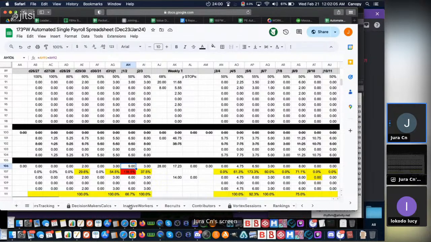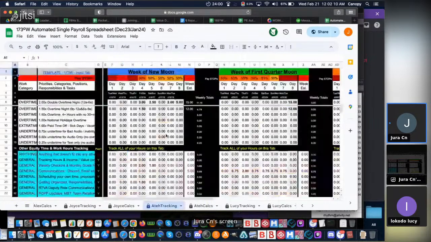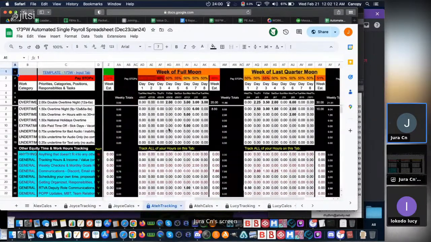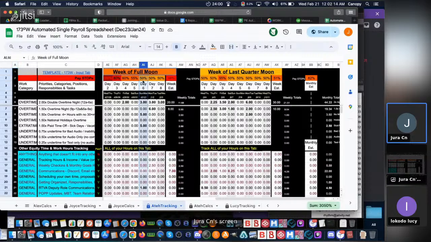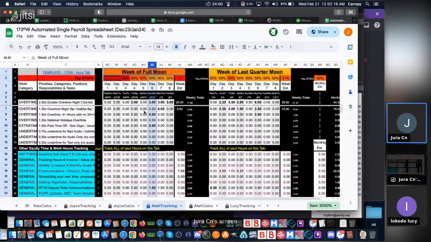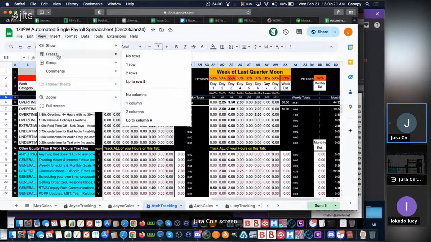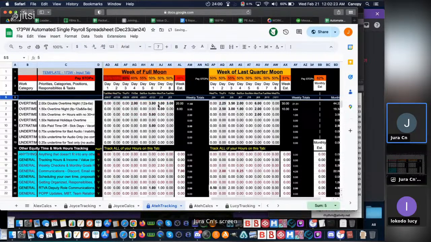If you go to a Tay, and we go to January 1st, let's find it. January 1st, right here. She tracked, oh my God, this is really weird. Let's fix this. She tracked 3 hours of overtime. 13.